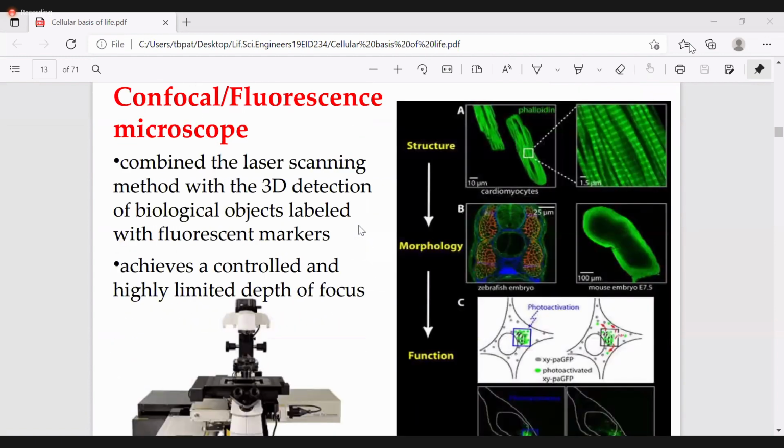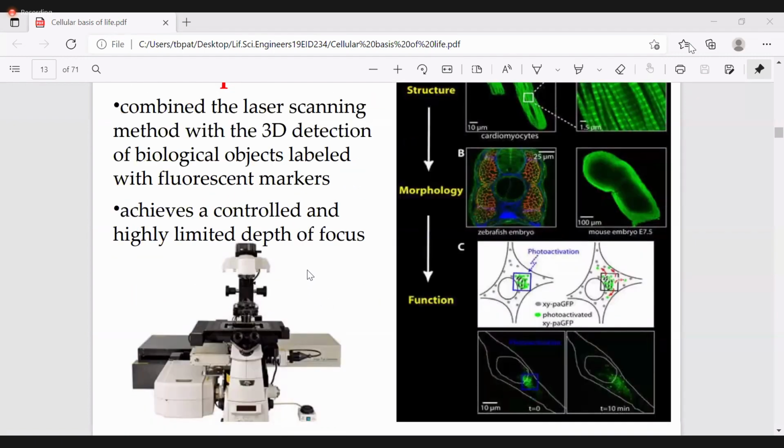The confocal and fluorescence microscope gives 3D detection of the biological object through labels. So that is the reason why, with the confocal microscope, we can identify both structure, morphology, and functions. Controlled and highly limited depth of focus is possible through this one.